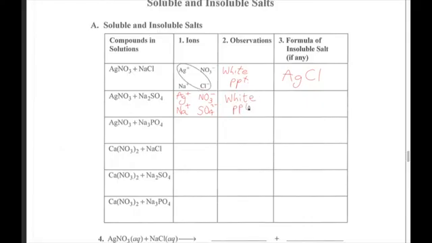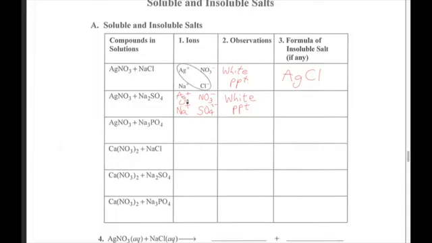It definitely couldn't be our sodium nitrate. I've already explained why that can't be a precipitate ever. So the silver sulfate must be the precipitate that we saw. So we want to write down the formula of that precipitate, that insoluble salt that we've created.